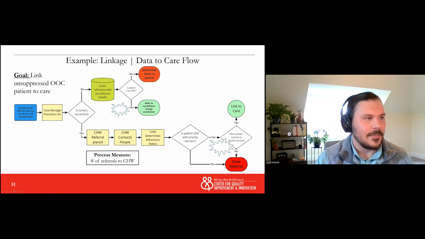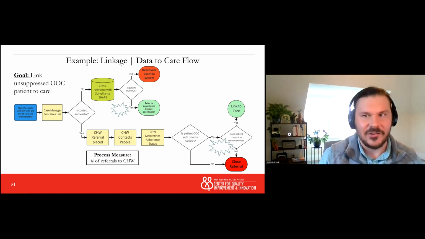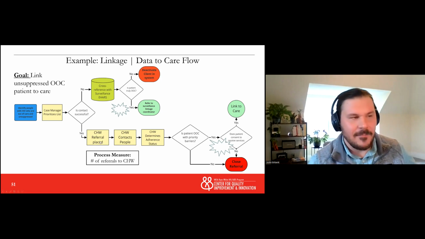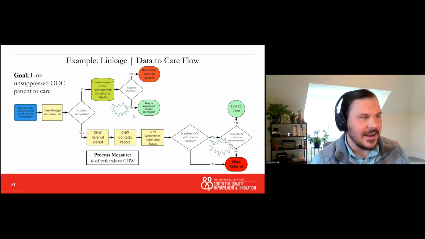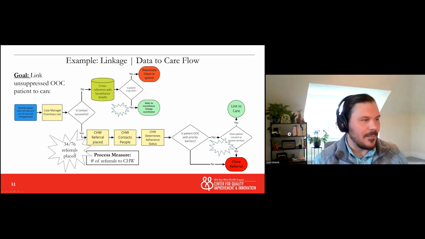And it might take a little bit of time to refer them to that linkage coordinator. There's a lag, and our flow is being constrained by this extra step of making sure they meet the definition of out of care and referring them to the health department. But by far the biggest opportunity in this example was once we find out the case manager has the list, they're looking at, is the contact successful? Yes. So we know these are people that we can get on the line. Placing that referral is actually the biggest constraint.